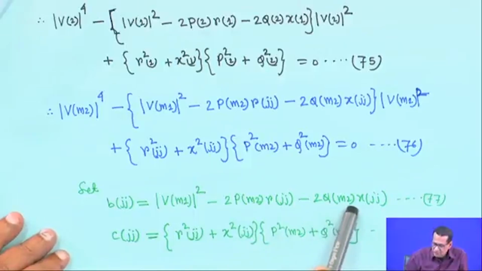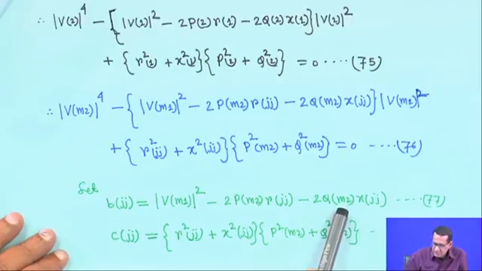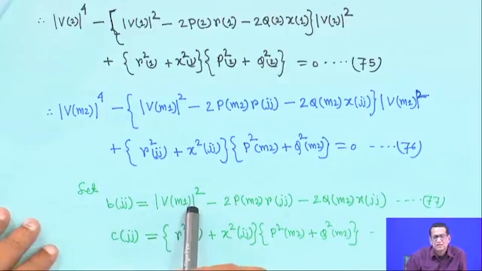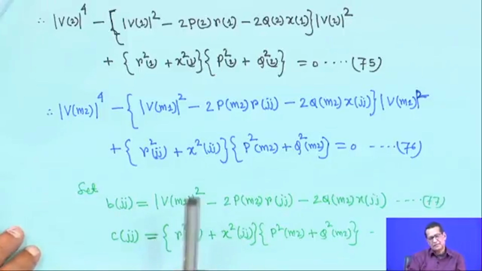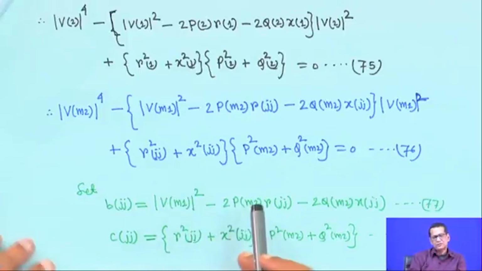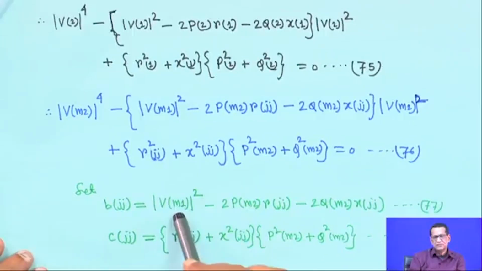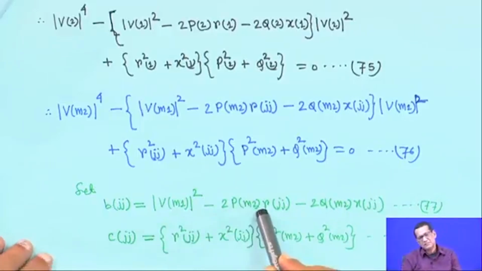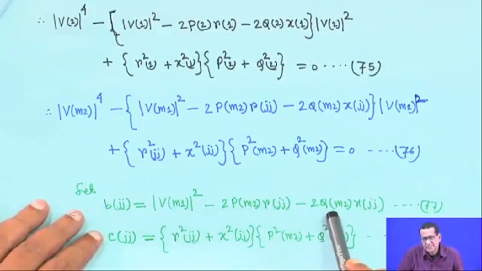Here also 2 Q_m2 X_jj in per unit: Q_m2 is small, X_jj is smaller, so their product is smaller. Then this value, V_m1 square, will be around 1. The voltages we get, with the slack bus voltage assumed as 1, are around that 1, maybe a little less, 0.96, 0.97, 0.98, something like that. That means this term is always positive when you represent everything in per unit.